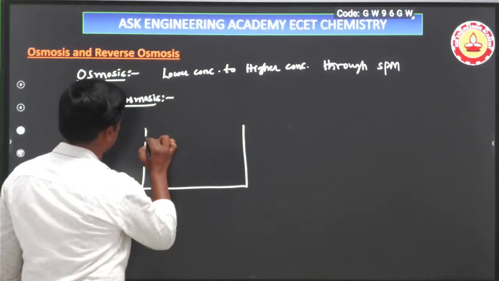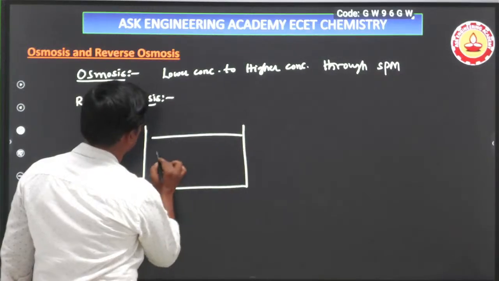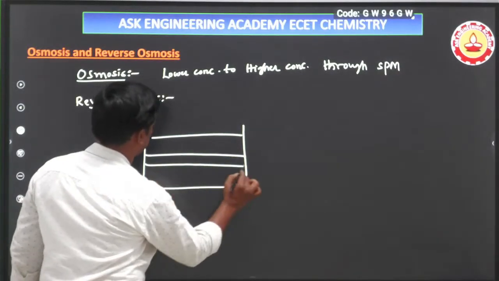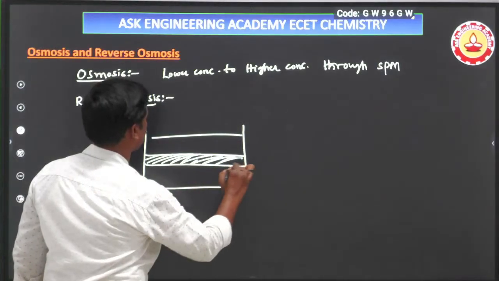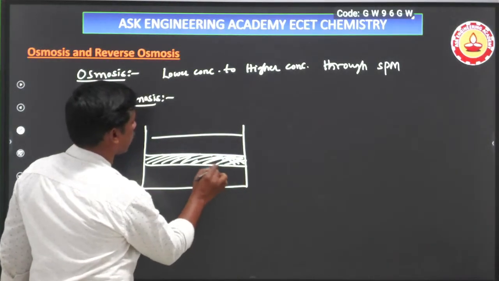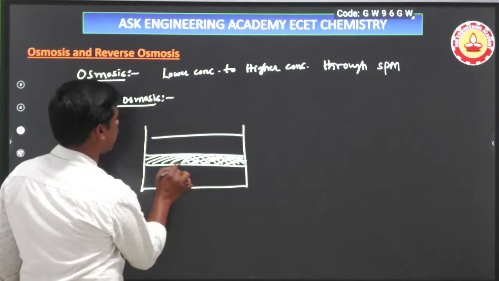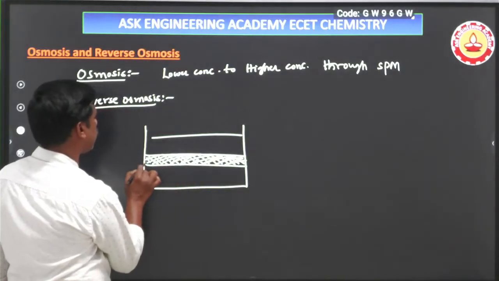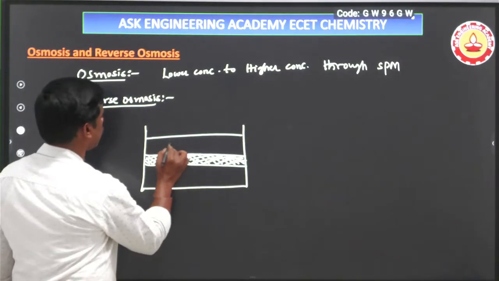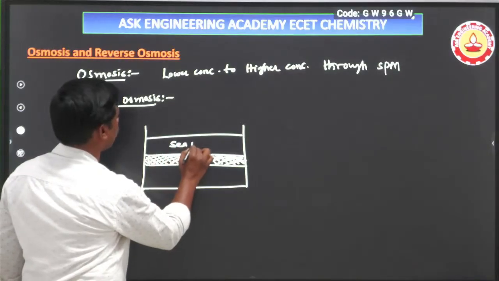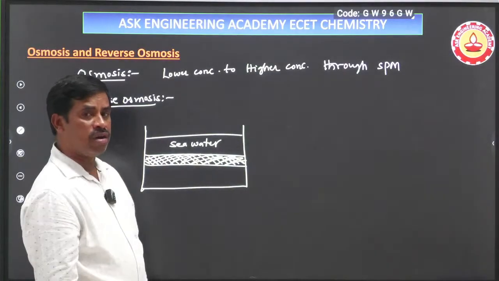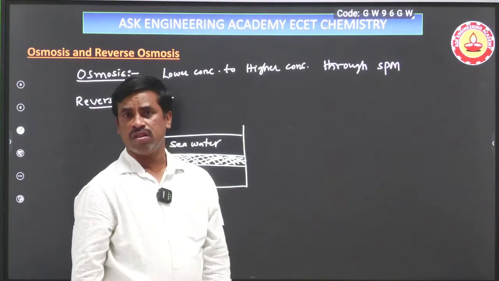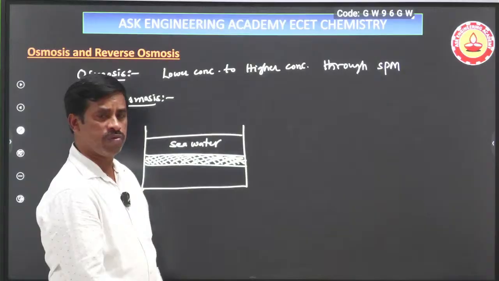Here this is the container which contains the semi-permeable membrane. The semi-permeable membrane contains a large number of microporous holes. Here I am taking sea water. Sea water contains most of the salt. It is the most impure water, meaning the highest concentration of salt.